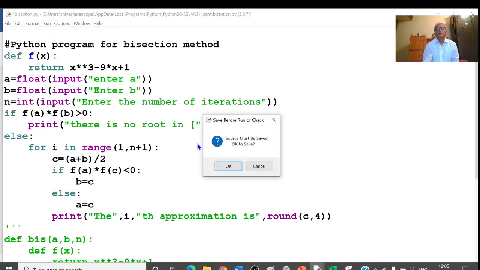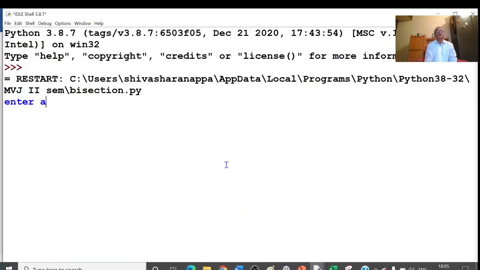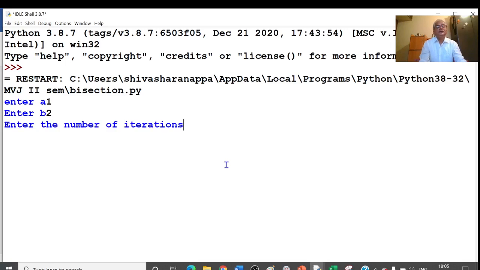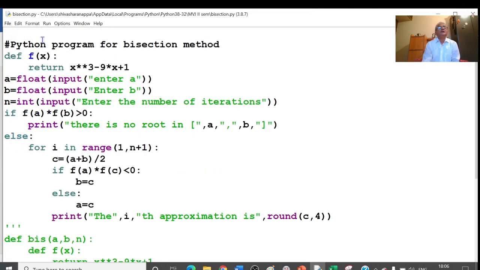Okay, enter a. I will take the input, say 1 comma 2. a is 1, enter value of b, say 2, enter the number of iterations. Say I will take 6 here. There is no root in 1 comma 2. Okay. Now let me check in 1 comma 3. Run this program.